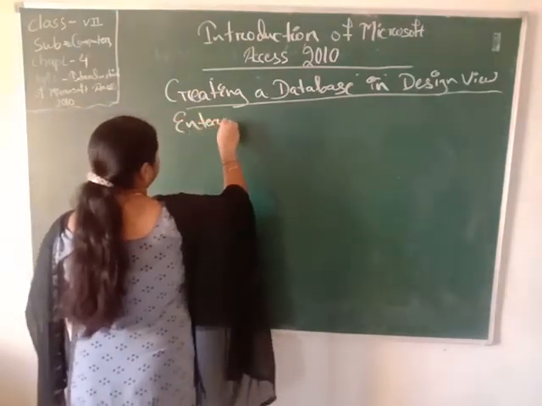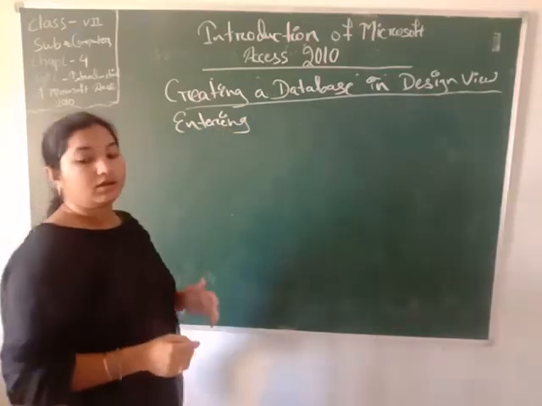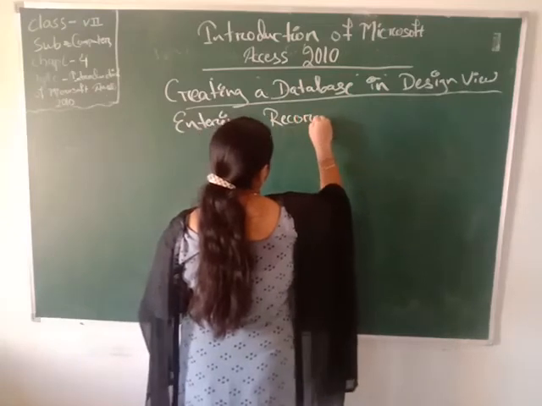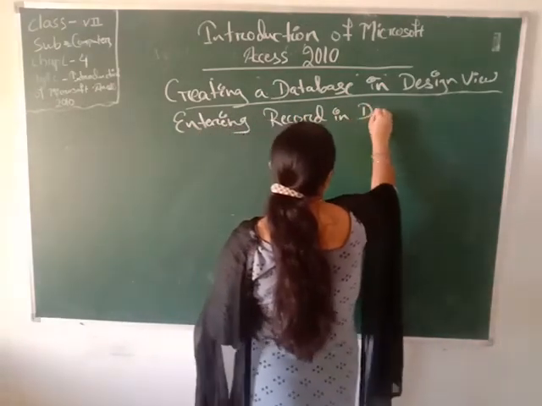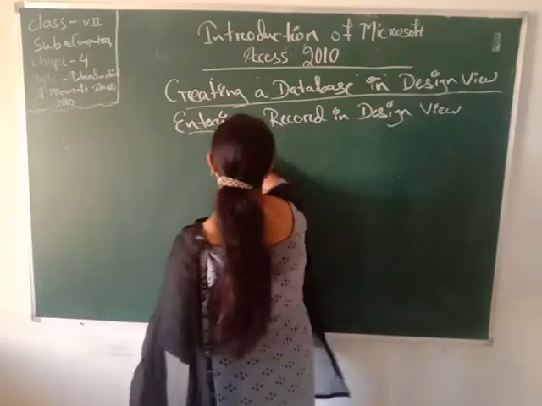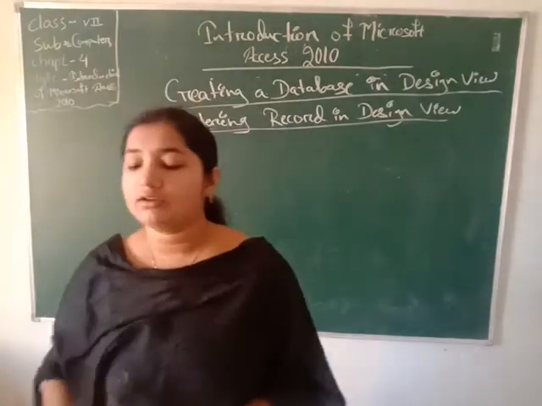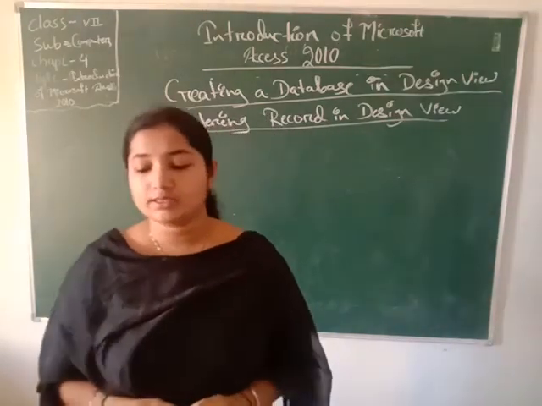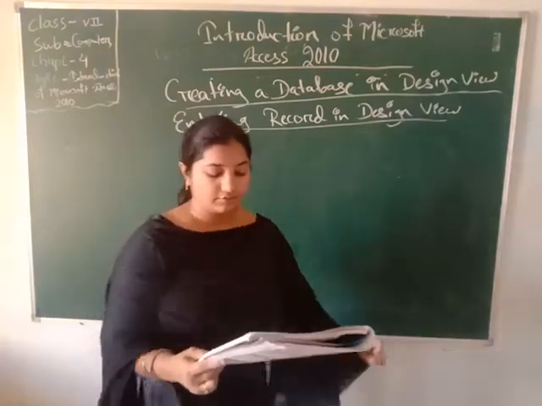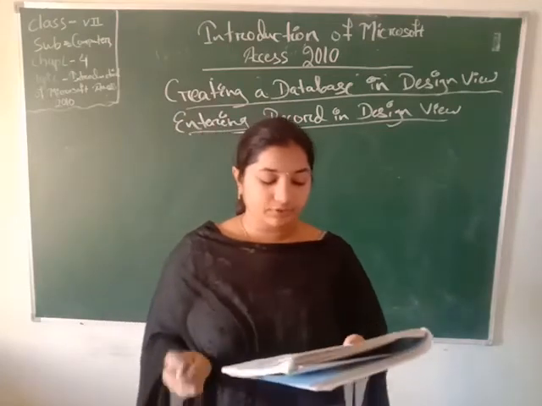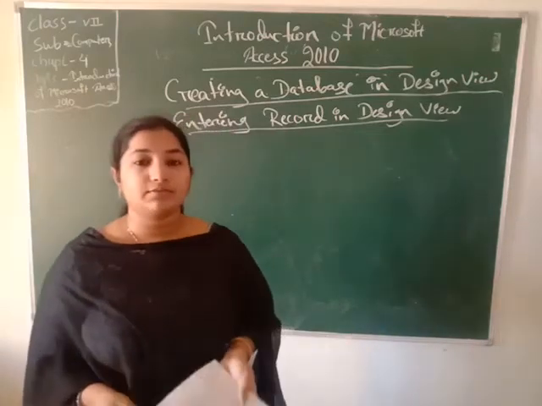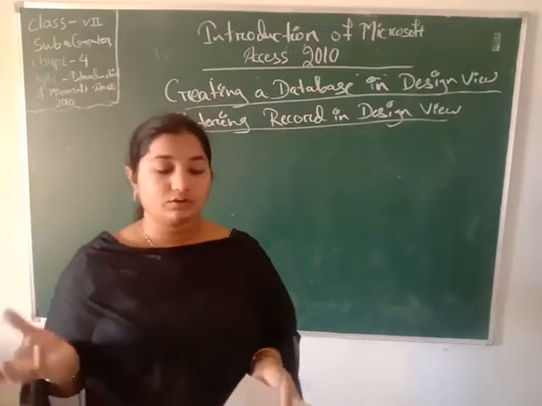Entering a record in design view. For that, first we have to open the database in design view. Next, click in the cell under Field Name and enter the name of the field. Means click on the cell under Field Name and enter the name of the field. We have to give the name to the field.